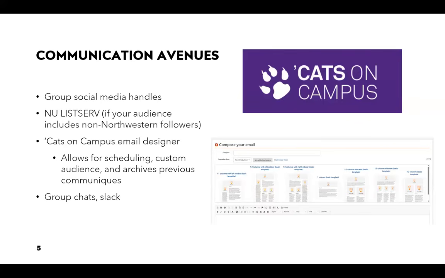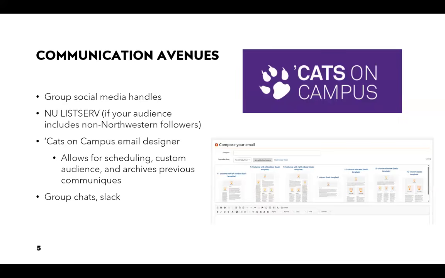Now, there's another session all about how to update the group's roster to make sure officers have proper access to different management tools and that membership is up to date. That is critical if you're planning to use Cats on Campus, and SOA highly encourages that. Some groups use designers like MailChimp. Cats on Campus has a very similar internal email designer.